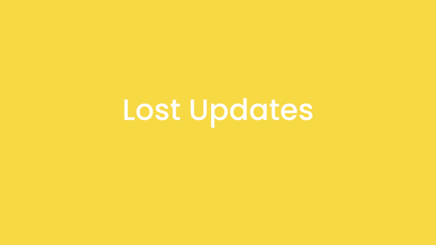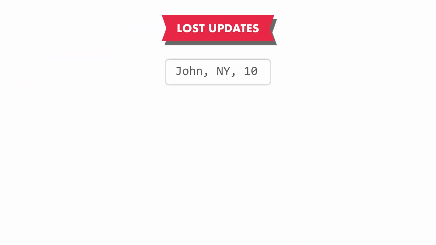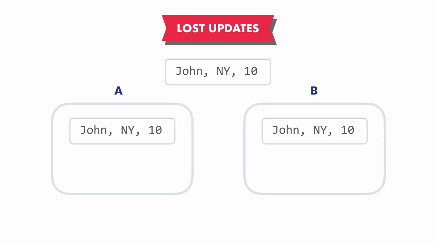For example, let's say that we have two transactions that try to update the same customer. One tries to increase the points, the other tries to update the state for this customer. Here's our customer record. John in New York with 10 points. Now we have two transactions. Transaction A that tries to update the state of this customer, and transaction B that tries to update the points for this customer. These two transactions occur at the same time. This is the customer record that both these transactions see.